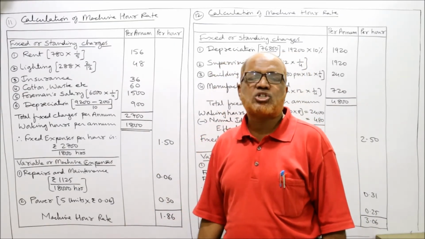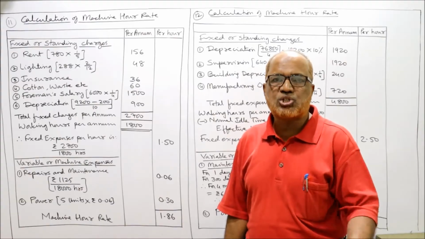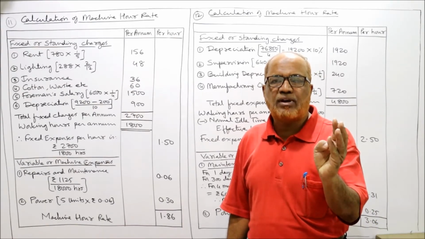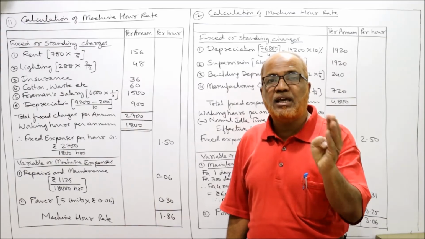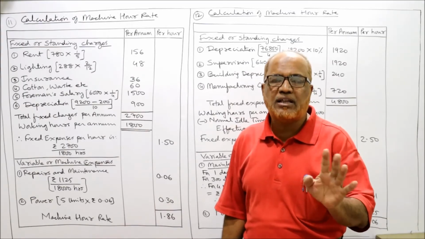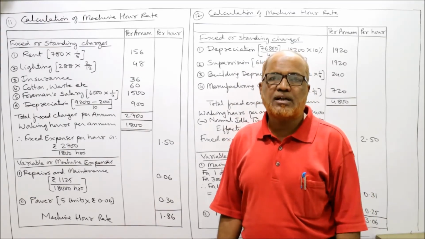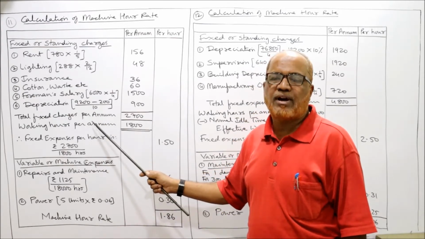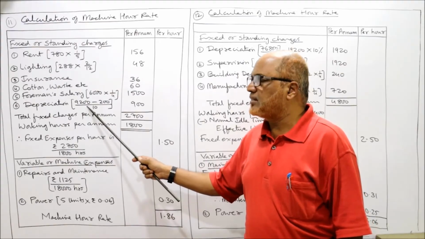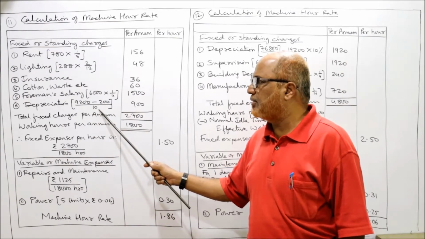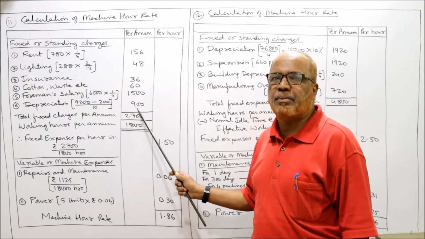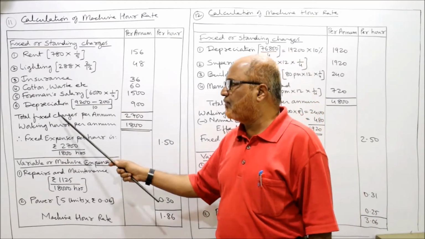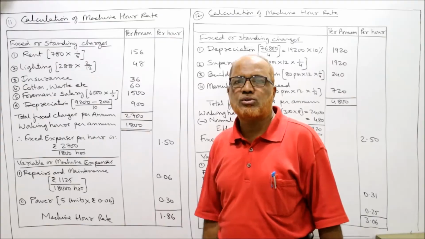Depreciation, we follow straight line method, fixed installment method, because the cost is given, scrap is given, and the life in years is given. Life is given in years, not in hours. So 10 years. So cost minus scrap divided by life. The cost is 9,200 minus 200 divided by 10. 900 rupees is the depreciation. The total is 2,700. Total fixed charges per annum 2,700.